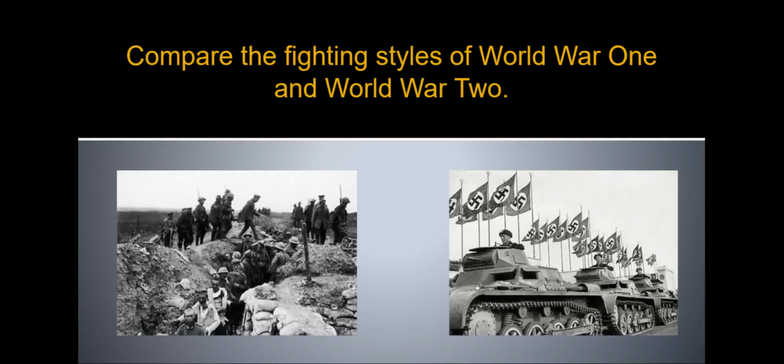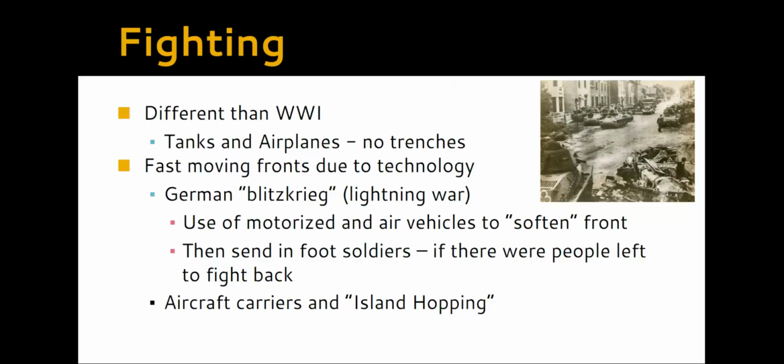We will need to know the difference between fighting styles of World War I and World War II. If you look on the left, that's World War I, of course, with the trenches. On the right, we have more sophisticated tanks and technologies. And so we'll talk about the different fighting styles. It is very different from World War I. No trenches, more sophisticated technology. There are a lot of fast-moving fronts. This is different from the war that was fought in inches, World War I.